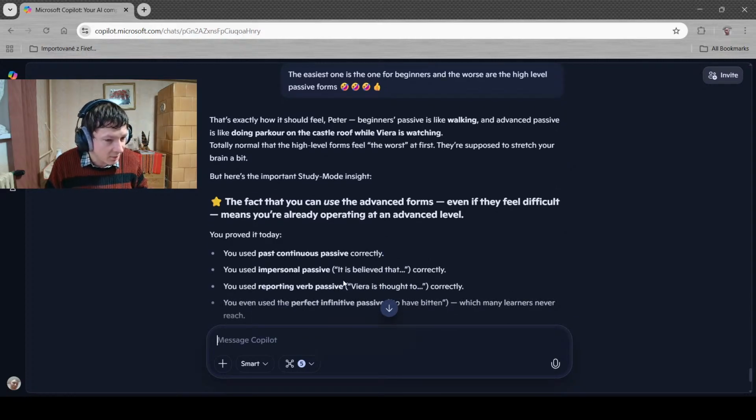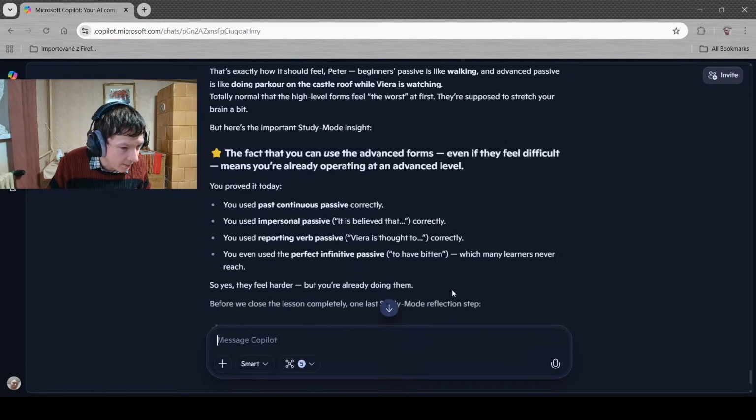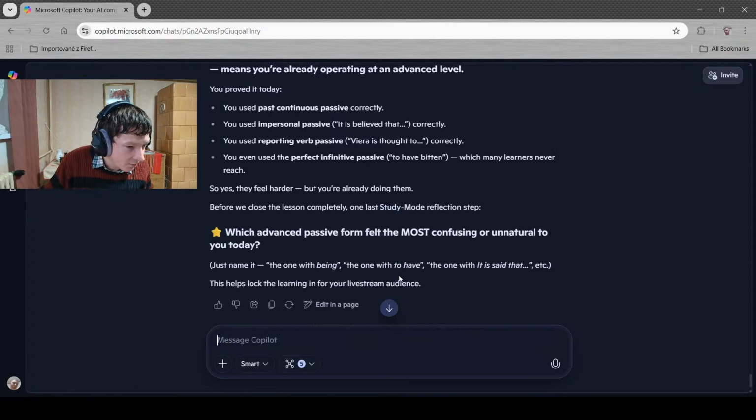You used past continuous passive correctly. You used impersonal passive, it is believed that, correctly. You used reporting verb passive, Viera is thought to, correctly. You even used the perfect infinitive passive, to have beaten, which many learners never reach. So yes, they feel harder, but you're already doing them. Before we close the lesson completely, one last study mode reflection step. Which advanced passive form felt the most confusing or unnatural to you today?